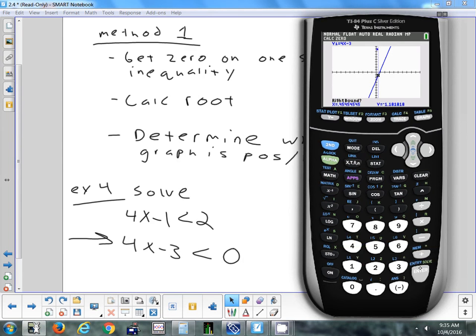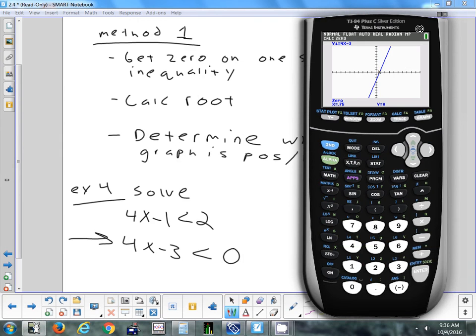Okay, pick a point to the left, to the right, and do your guess. And this crosses the x-axis at exactly 0.75. So now, do I want values less than 0.75 or more than 0.75? Less. The values that are less are all going to give me the ones that go below 0. If you go more, you're going to be above 0.